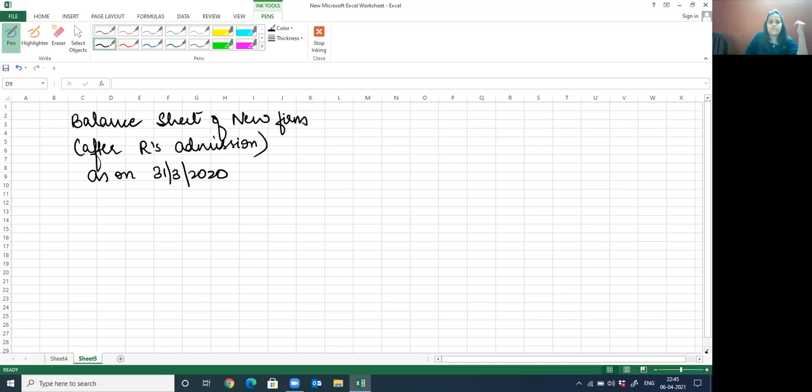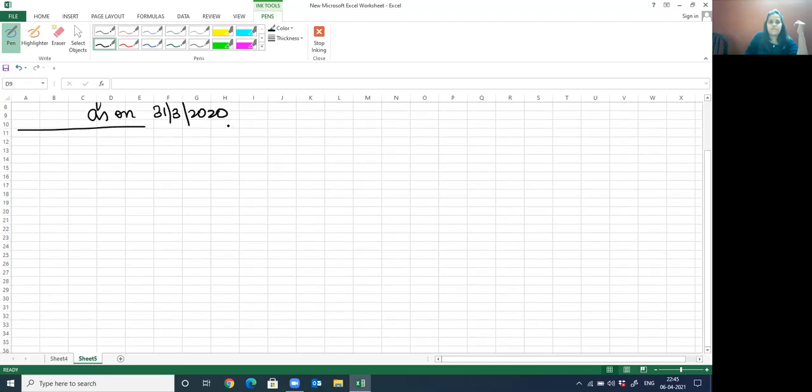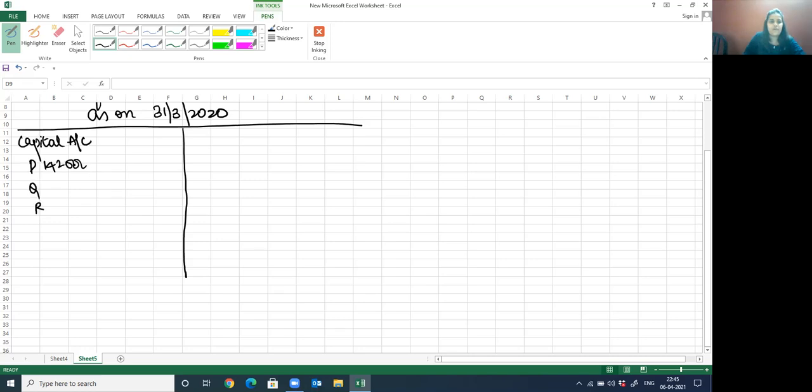Okay. चलो तो balance sheet बनाएंगे. Now first we'll start with liability side. So capital accounts. So P, Q and R 142, 108 and 50,000. So you get 3 lakhs.